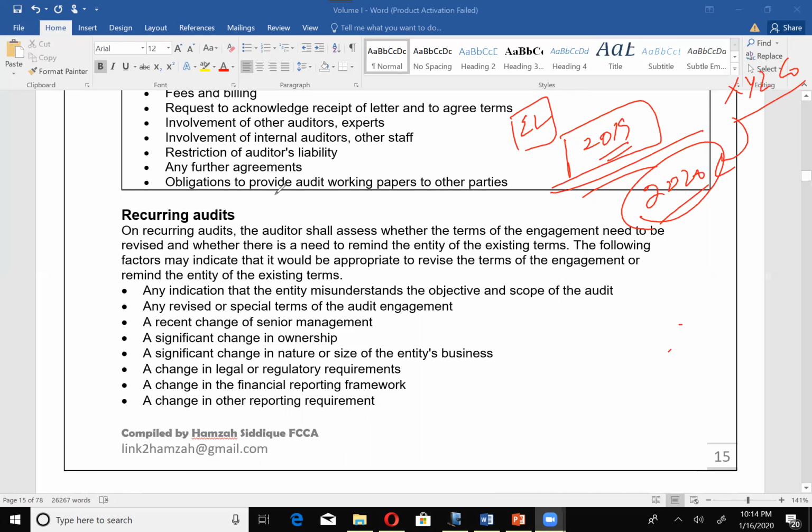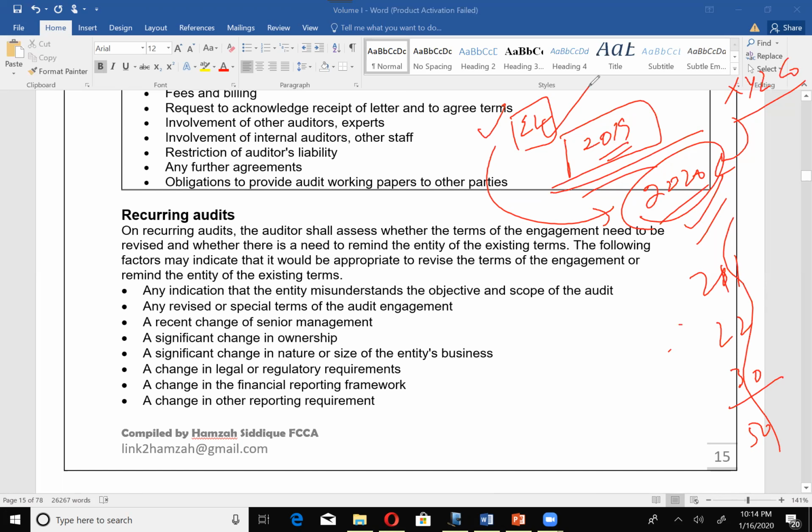students, whether we have to submit another engagement letter every year, no, it is not required. The same engagement letter will serve the purpose even if we are acting for 21, 30, 50 years, just kidding. So the same one submitted will serve the purpose. But there are circumstances when, in recurring audits, it needs to be revised.